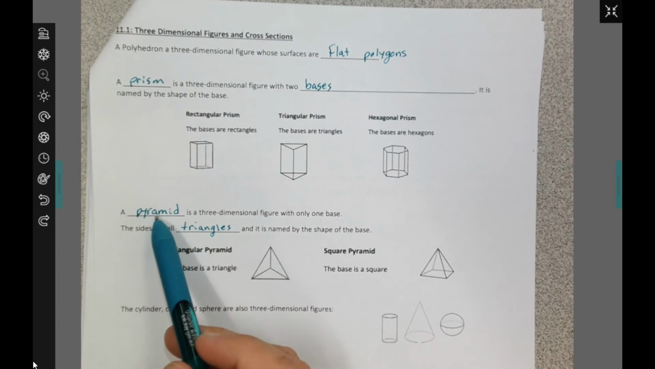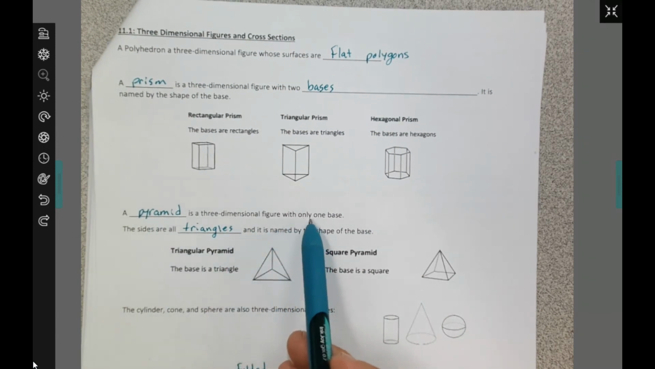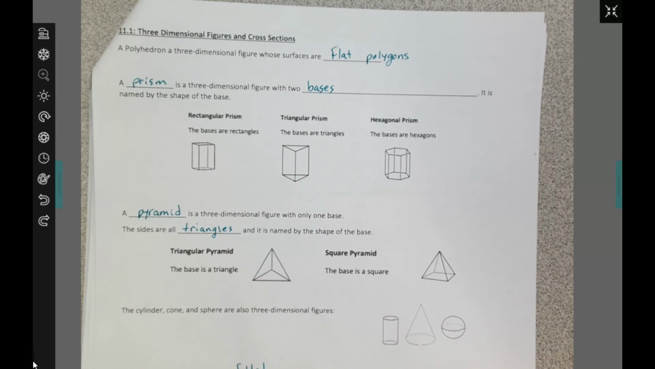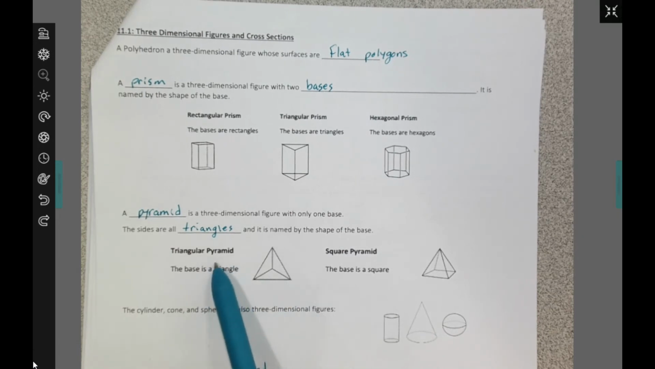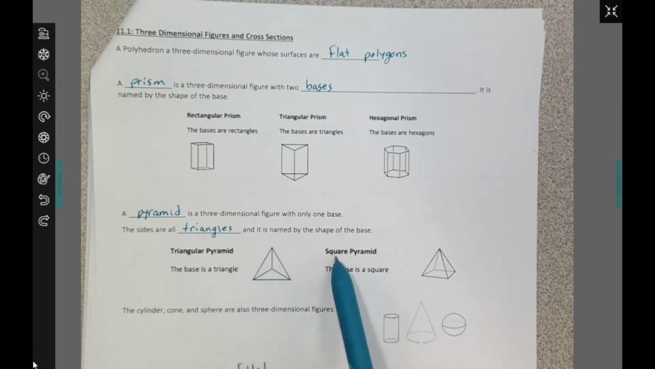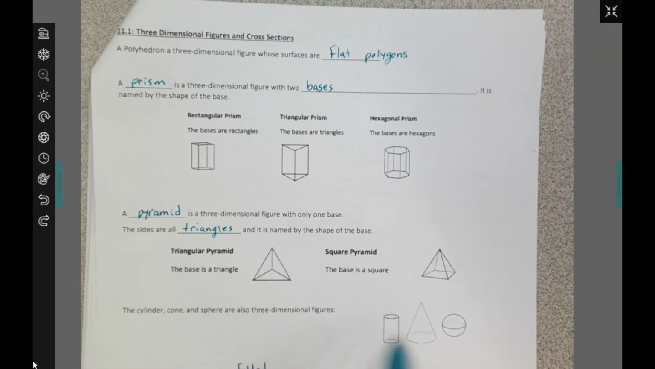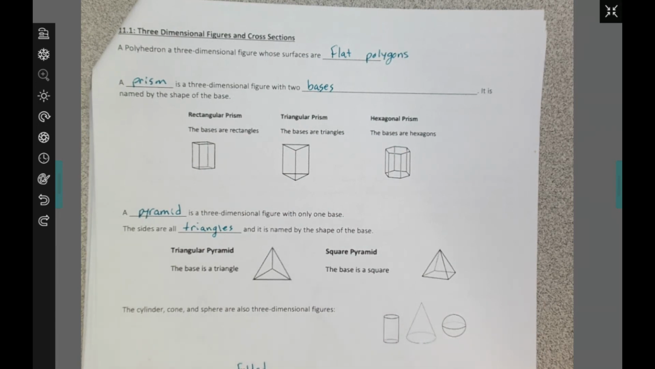On the other hand, we have what's also known as a pyramid. It's going to be a three-dimensional figure with only one base. So pyramids have one base. The sides for a pyramid are all going to be triangles going up. So the two they give you here are a triangular pyramid, where our base is a triangle, and your sides going up are triangles as well. And then we have a square pyramid where our base is a square, and our sides are triangles there as well. Some other shapes that we could have would be cylinder, cone, and sphere. Those are all three-dimensional. We're not really going to get into those in too much detail today.